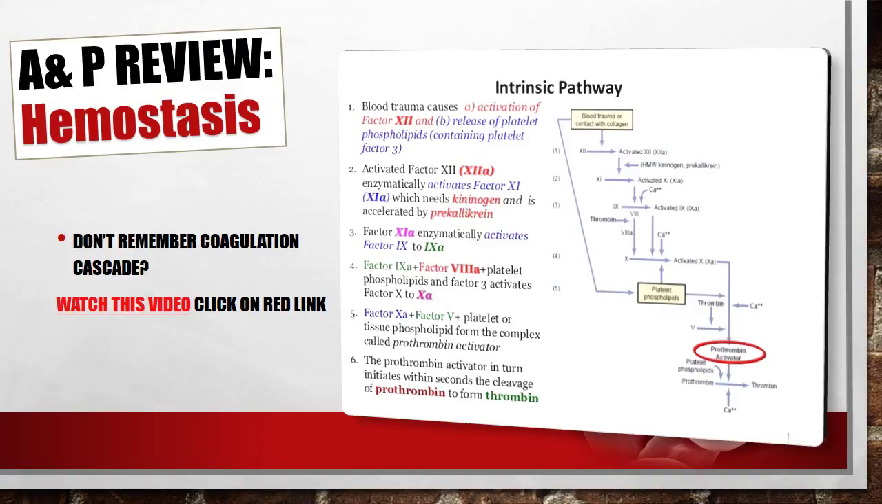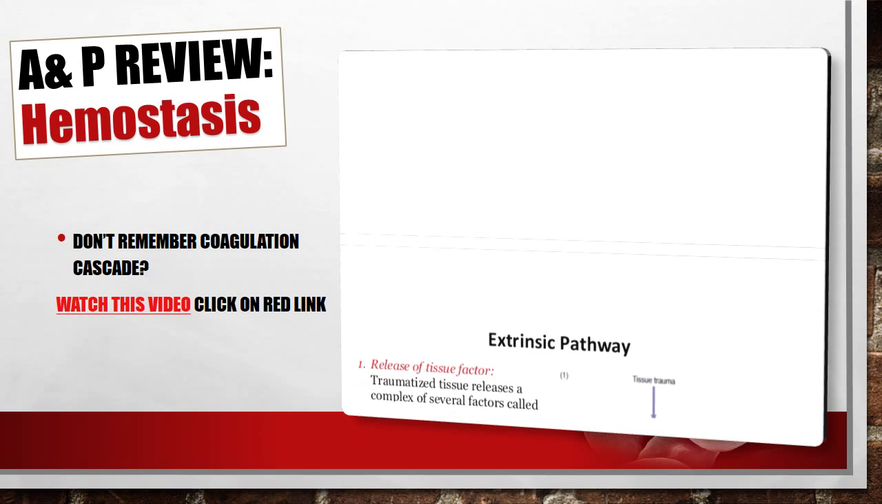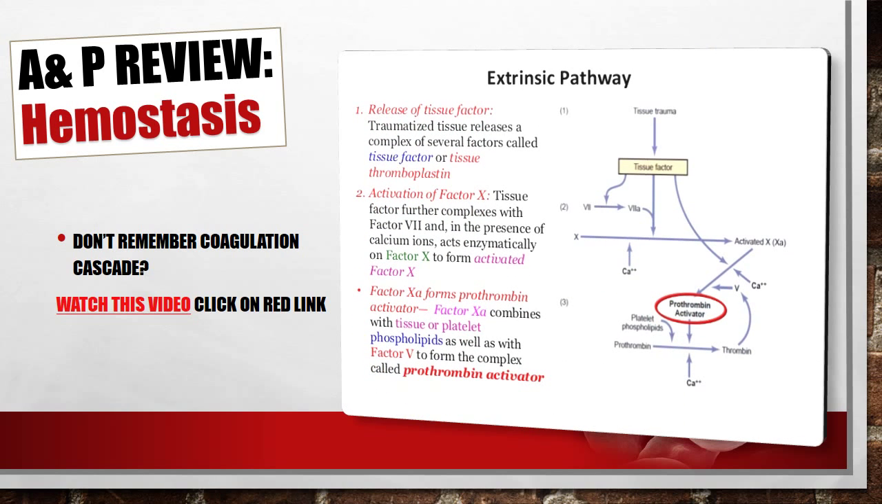Continuing the cascade to the point of blood clotting requires that sufficient amounts of all of the different clotting factors and cofactors are available. And your textbook also talks about the extrinsic pathway, or the extrinsic factors, factors outside of the blood that are involved in blood clotting.